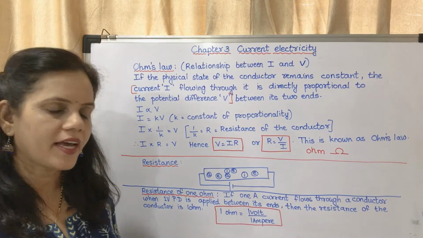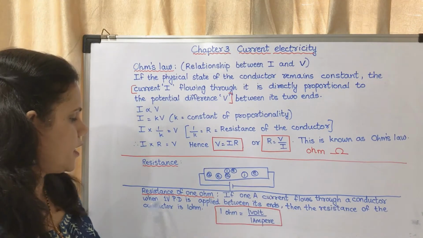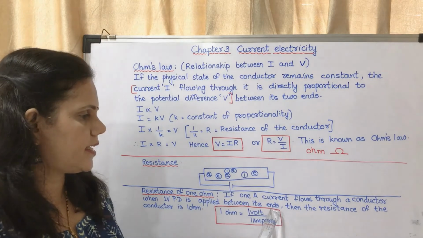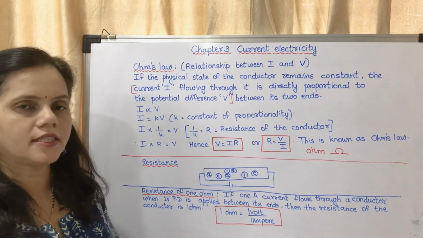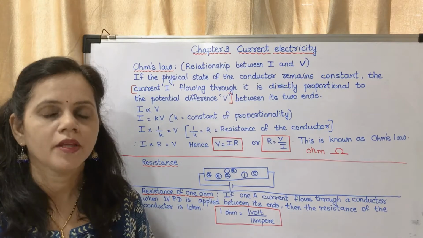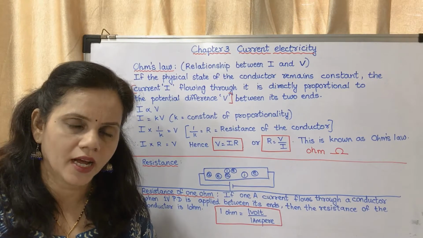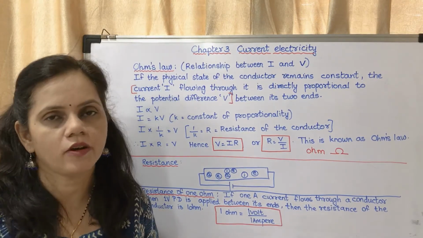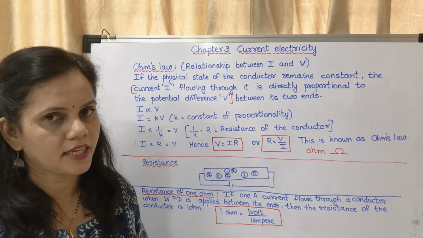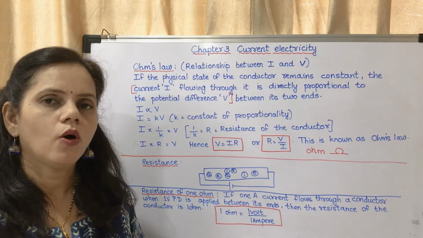So how will you define 1 ohm? If 1 ampere current flows through a conductor, when 1 volt potential difference is applied between its ends, then the resistance of the conductor is 1 ohm. I had earlier told you how to learn a definition. While learning the definition, first learn the formula. When you learn the formula, from that formula you can make the definition. Okay, but the statement should be according to the textbook. That is the condition.